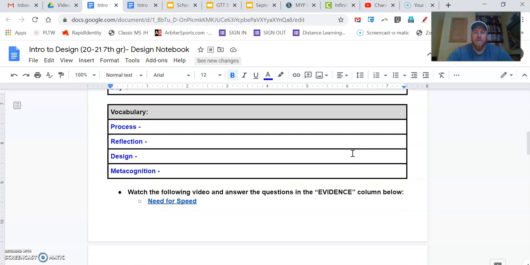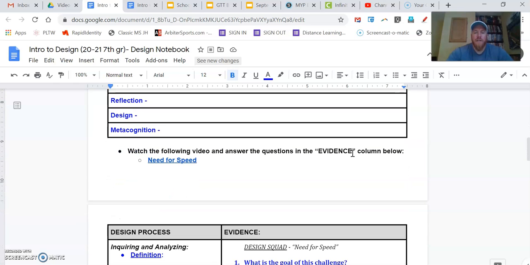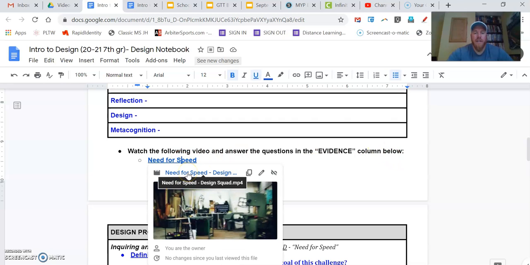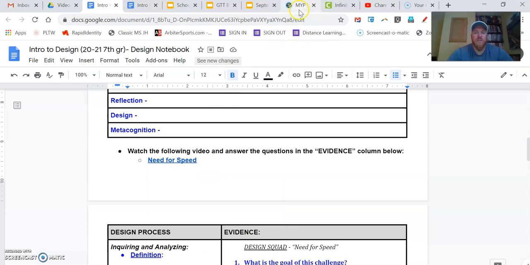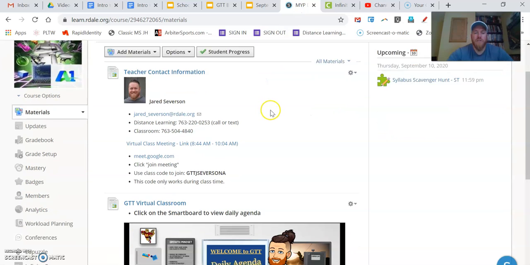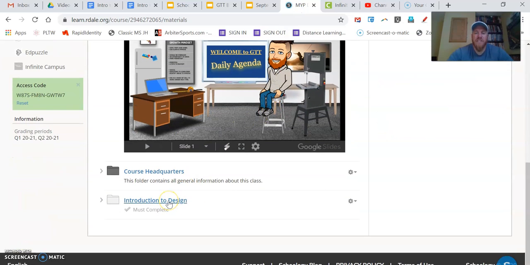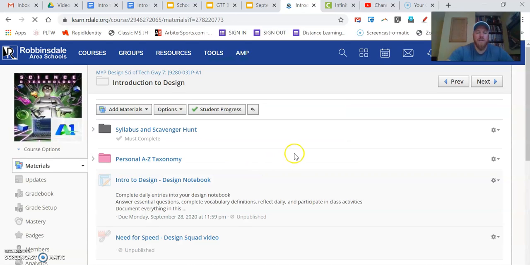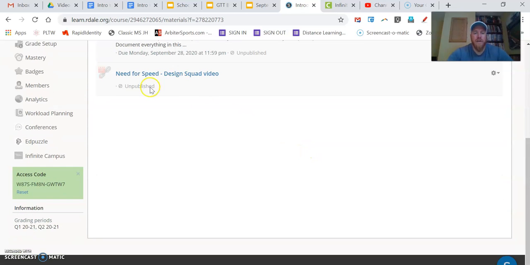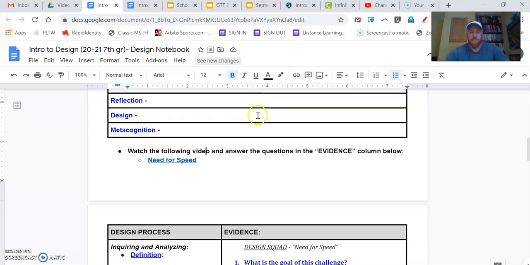Moving on, we should have our vocabulary done. The video we're going to watch here in seventh grade is Need for Speed. One way you can access that video is the link right here in our design notebook. You click on it and it will take you right to the video. Or you can go into Schoology if you prefer. In Schoology, scroll down to our Introduction to Design folder, then scroll all the way down and there's the Need for Speed video. Either way works, it's the same video.